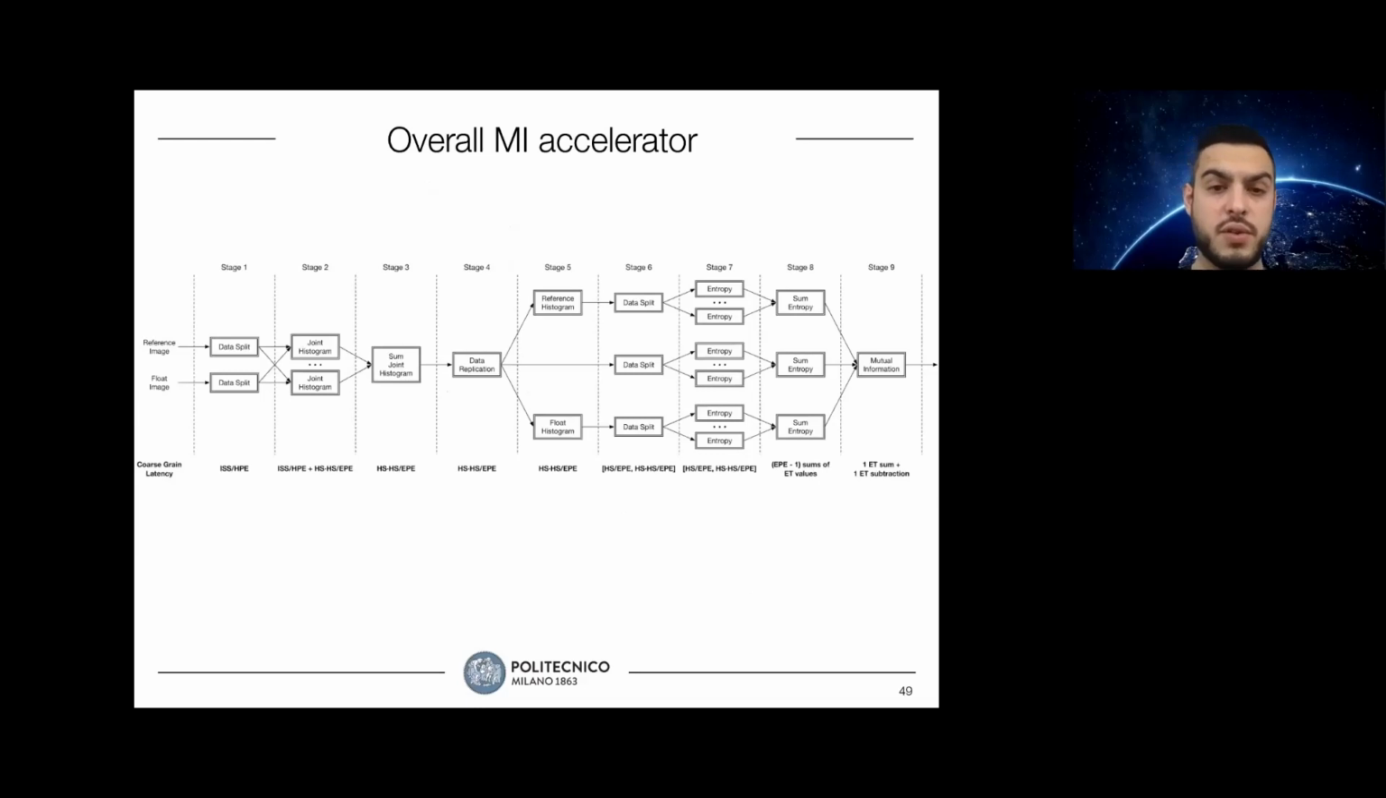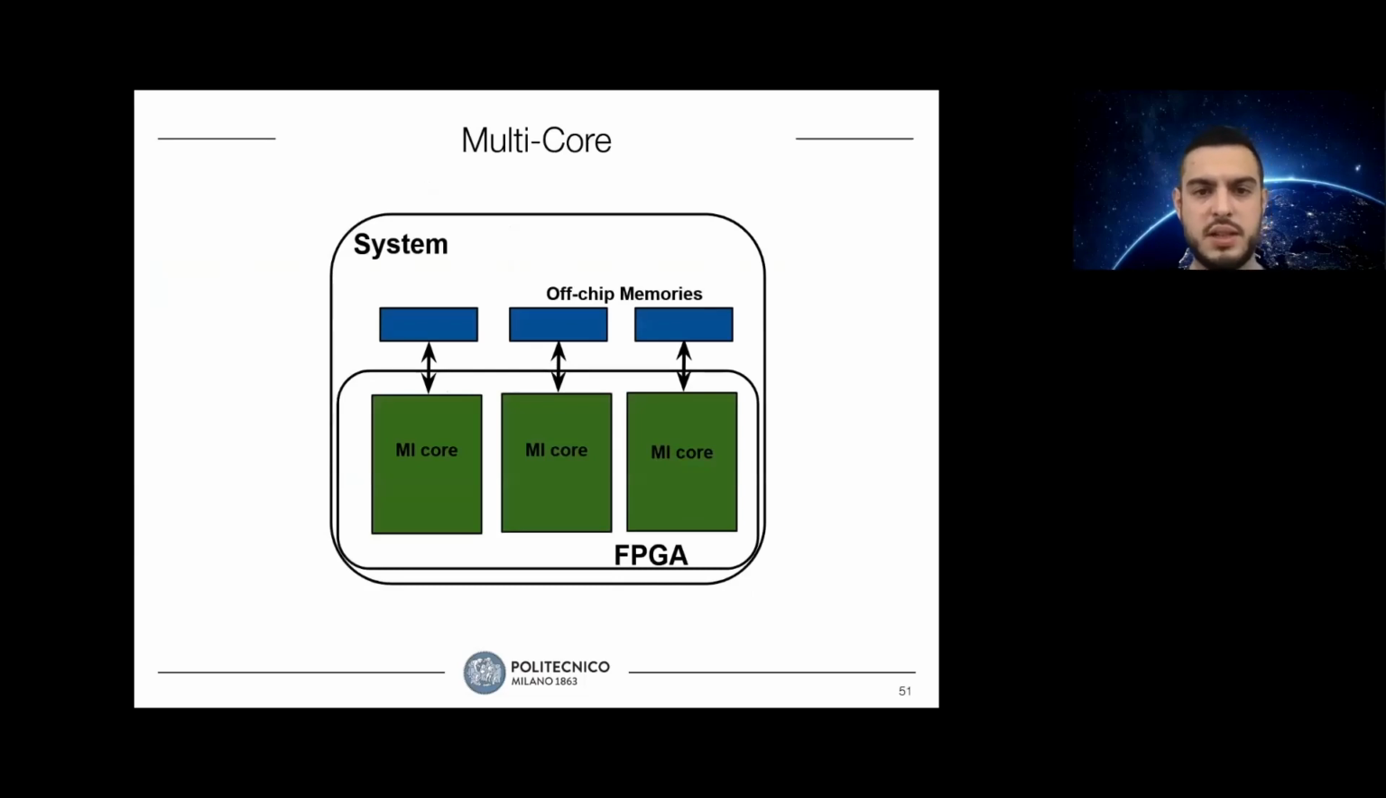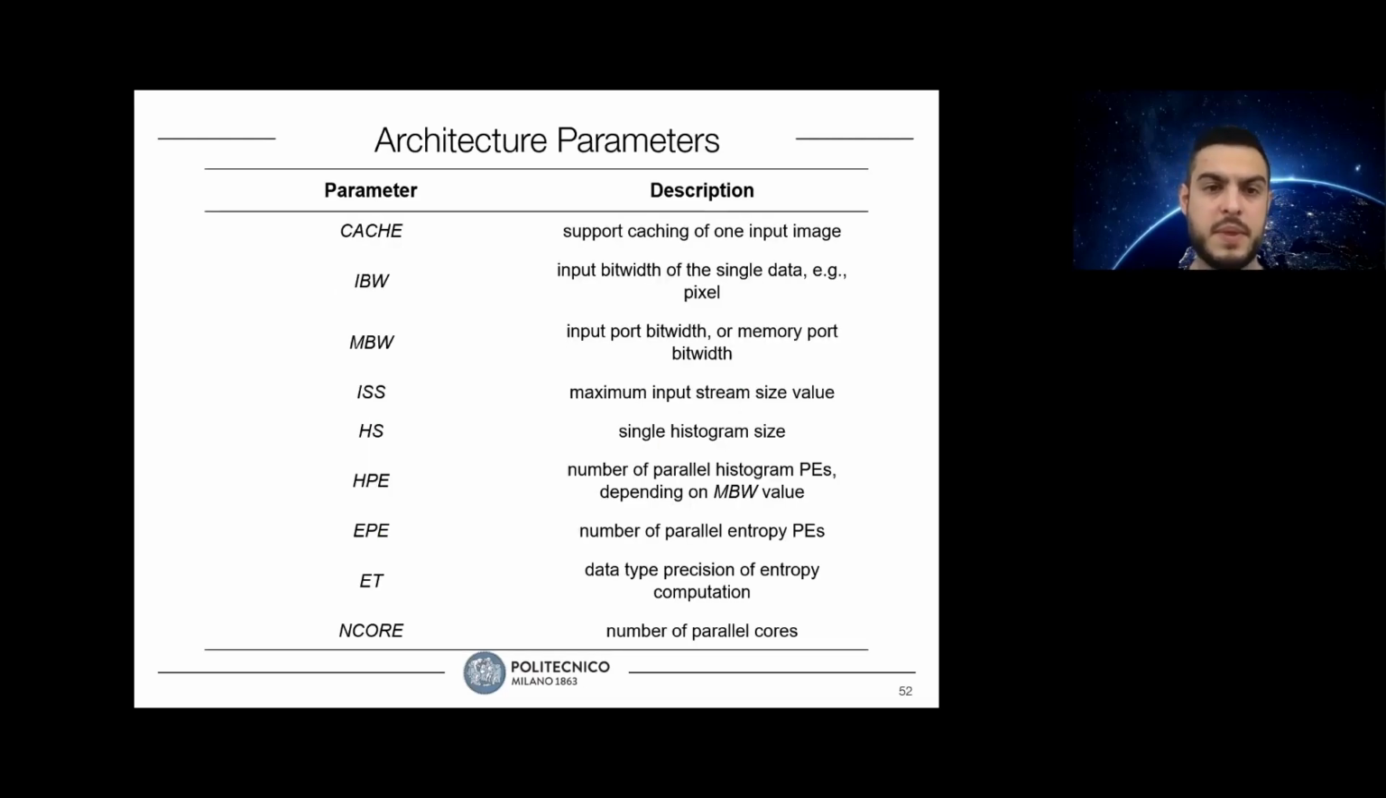This is the overall representation of our Mutual Information Accelerator. We can employ it in a single core design, or if we have at disposal a system with many off-chip memories, we can bind each core to a bank either physically or logically, obtaining a multi-core architecture. So, through the description of the accelerator, I presented several customization parameters that are exposed to the user thanks to our framework.